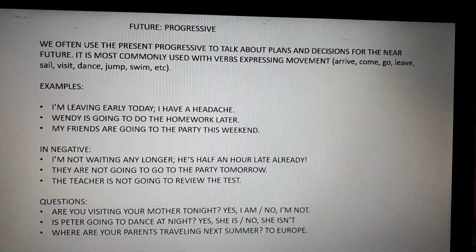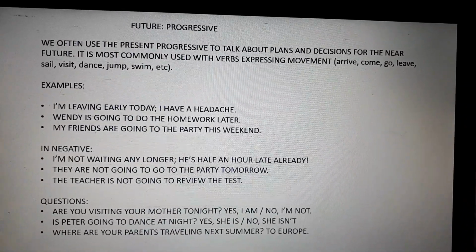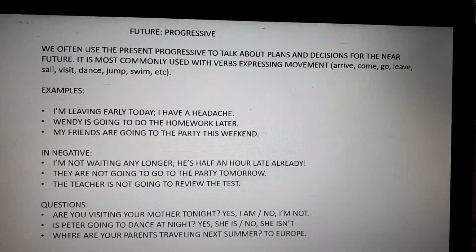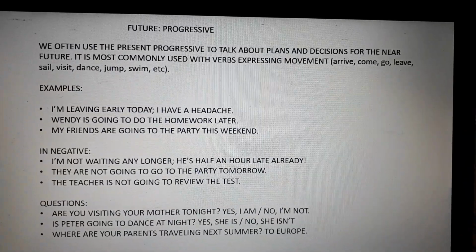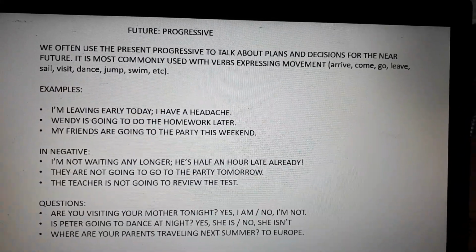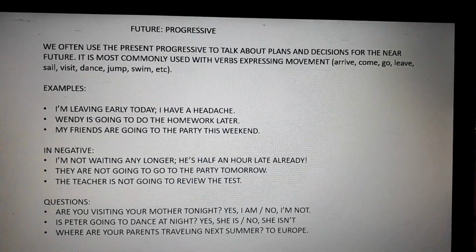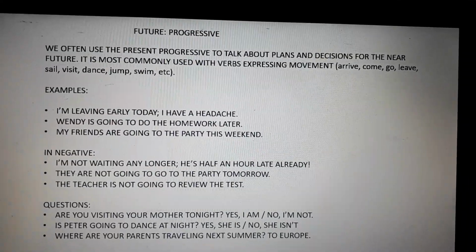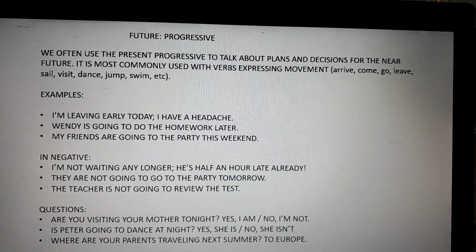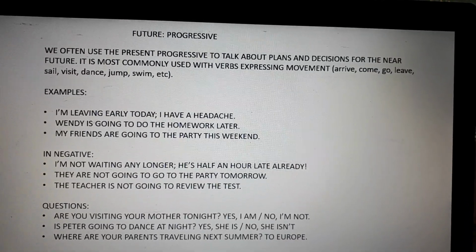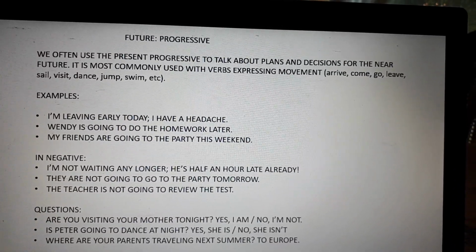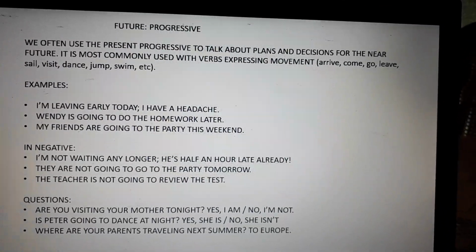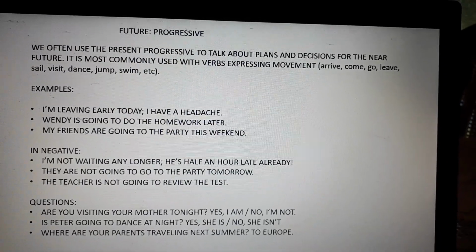Okay? So to work with future progressive, as in present progressive, we need the auxiliary, the verb to be. And of course, since we're talking about future, the verb to be has to be in present. So we need, as you know, a pronoun or name or subject plus the auxiliary am, is, or are, according to the pronoun. I am, he, she, and it is, we, you, and they are. And then we need the action, any kind of action with ing.